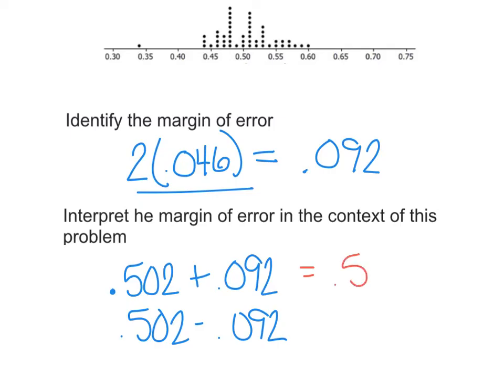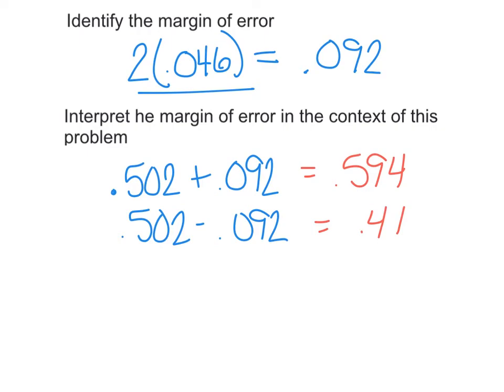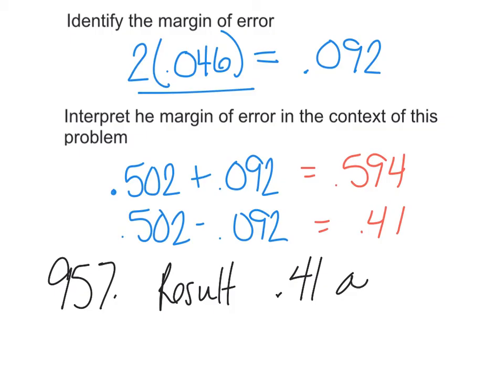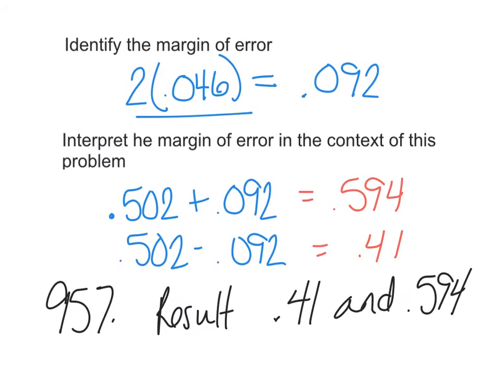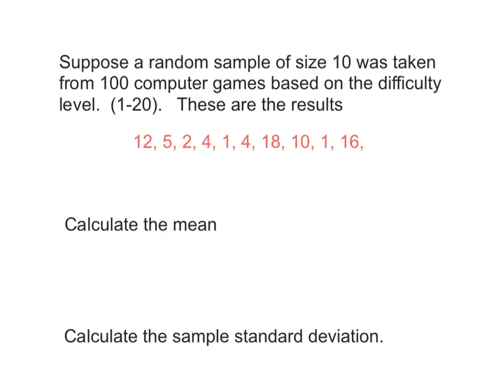So I've got 0.594 and 0.41. So I am 95% confident saying I should get a result between 0.41 and 0.594. So anything that falls within there, we're pretty confident on saying we can get. Anything that's outside, we're not confident.